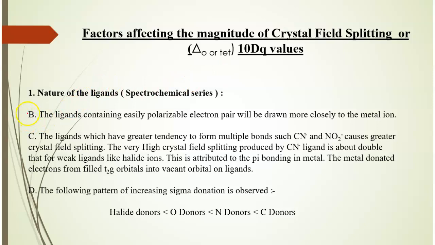Okay, another point would be ligands that have an easily polarizable electron pair. They are also going to draw your metal ion more closely, and if they draw the metal ion more closely, then ultimately the splitting would be more, right? Another point would be that ligands which have a greater tendency to form multiple bonds, such as CN negative and NO2 negative, can cause greater crystal field splitting.